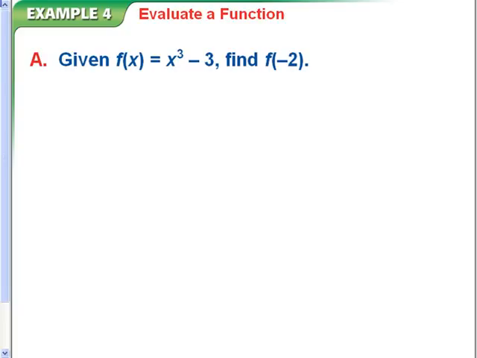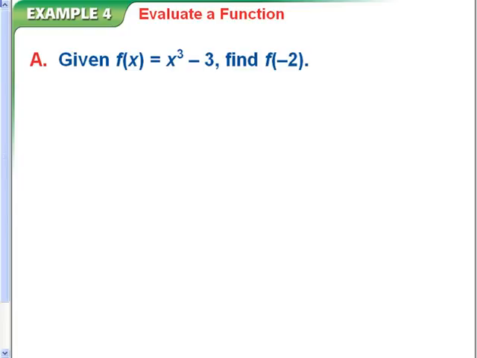The last type of problem we're going to go through is evaluating a function. F of x equals x to the third minus 3 is the same thing as y equals x to the third minus 3. The reason we use function notation sometimes is that when we're working with multiple equations, we can call one the f equation, another one the g equation, another one the h equation, and it helps keep us organized. So f of x equals x cubed minus 3, we need to find f of negative 2.